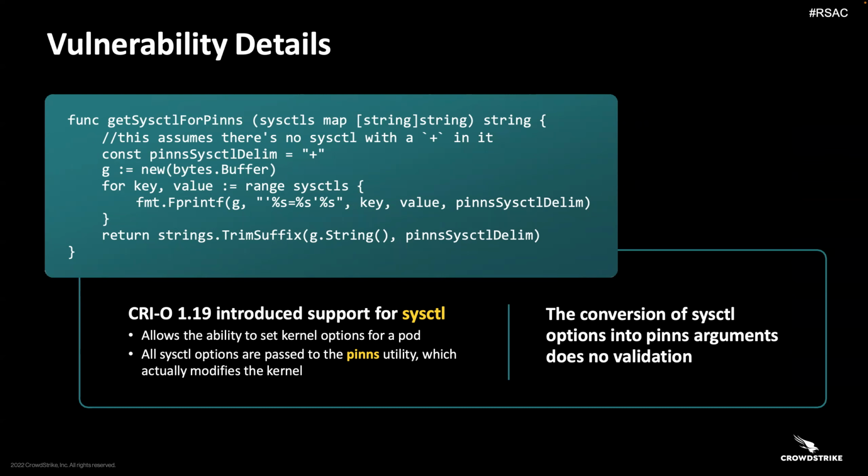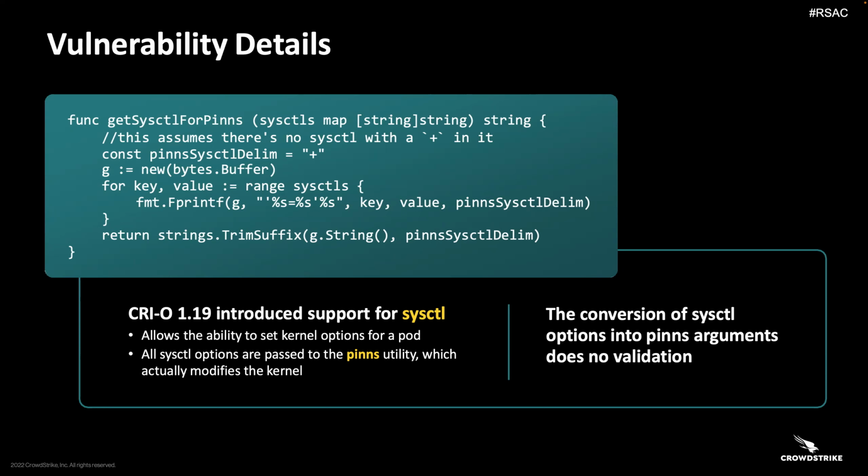So again, CRI-O, specifically version 1.19, introduced support for sysctl, which is a common concept within Linux, because it gives you the ability to set kernel options, in this specific context, to the pod itself. Okay, all of the sysctl options are passed to a utility called pinns.